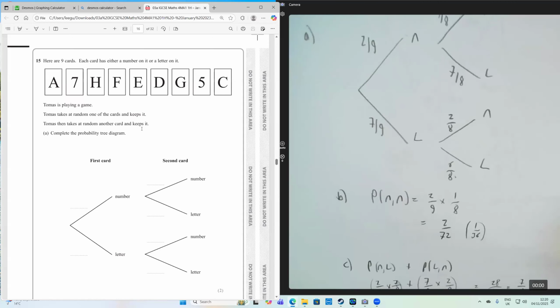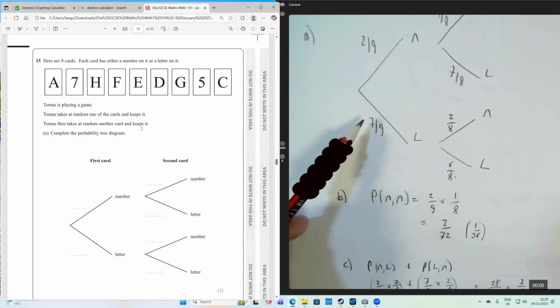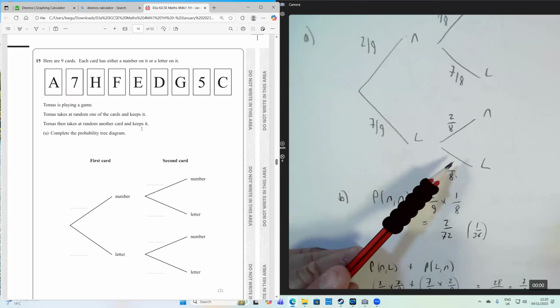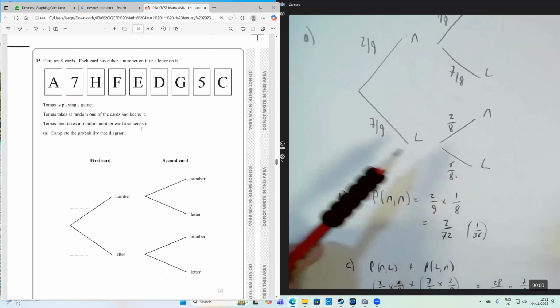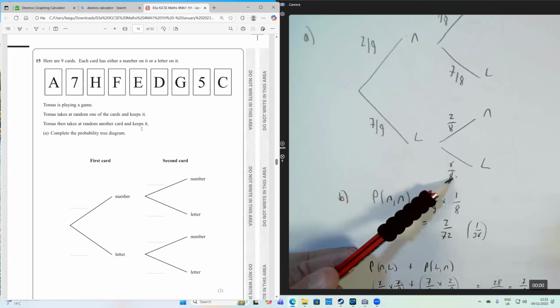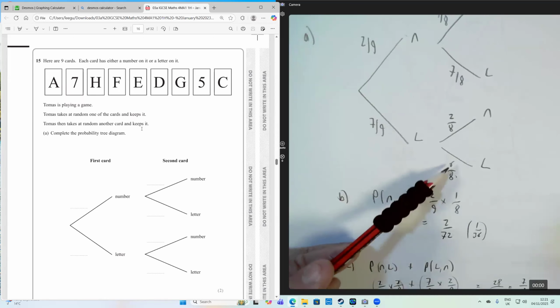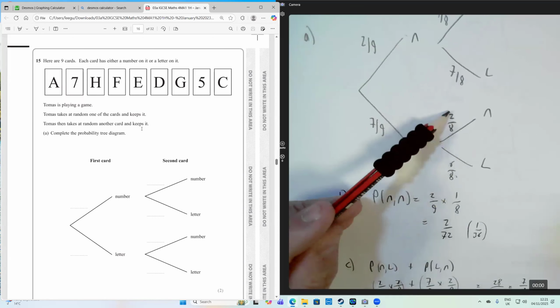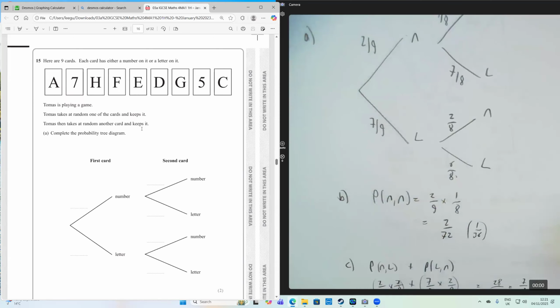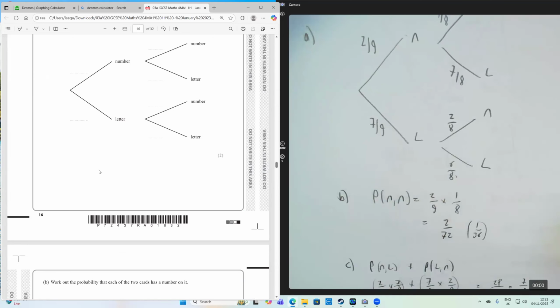Now let's say Thomas selected a letter first time, that's going to be 7 out of 9. When Thomas reaches in to select a letter on the second occasion, there will now only be 6 letters in there and there'll only be 8 cards. So that will be 6 over 8, which means this must be 2 over 8 because this branch has to add up to make 1. So that's our tree diagram completed for 2 marks.